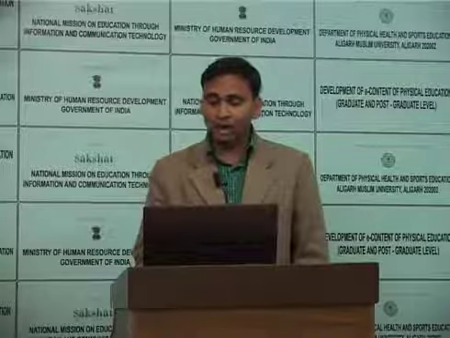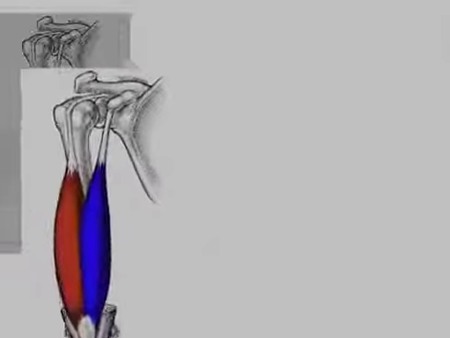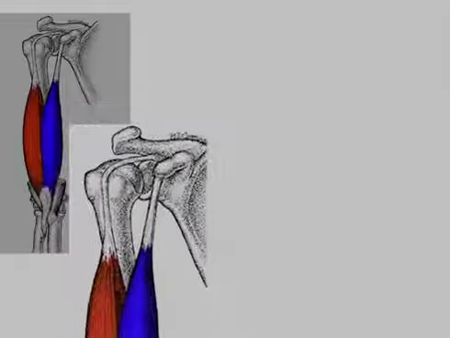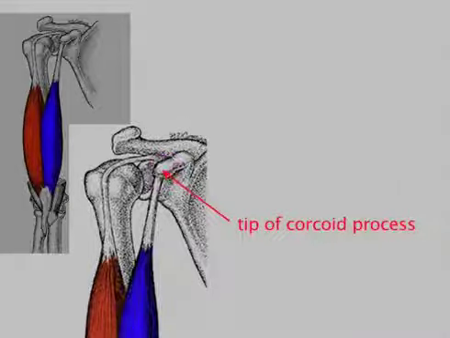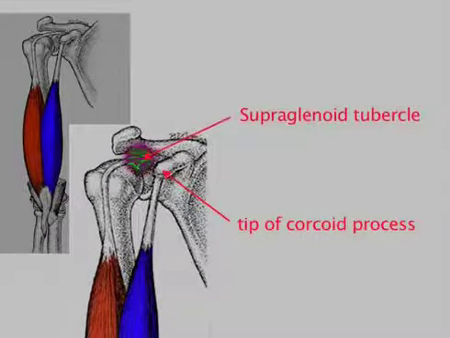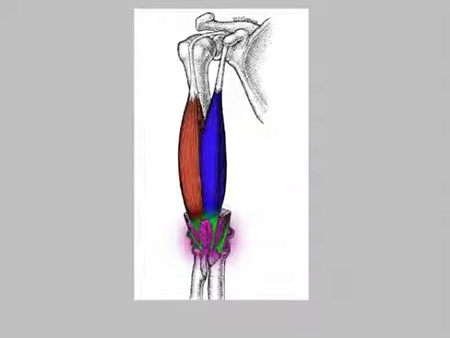Both of the heads then fuse in the middle of the arm and form a single muscular belly. As you can see in the diagram, one head is originating from the tip of the coracoid process and the other from the supraglenoid tubercle, and they run parallel. In the middle, in the shaft of the humerus, they fuse together and form one muscle belly.